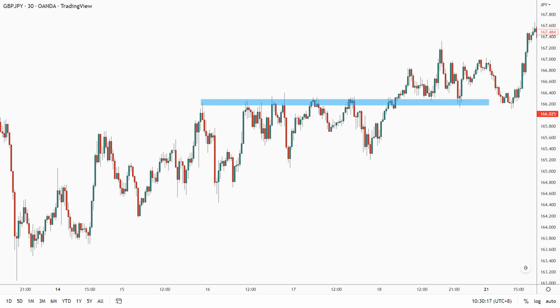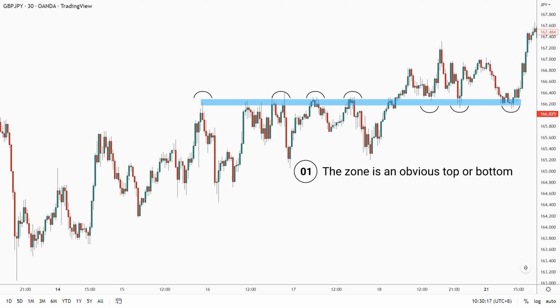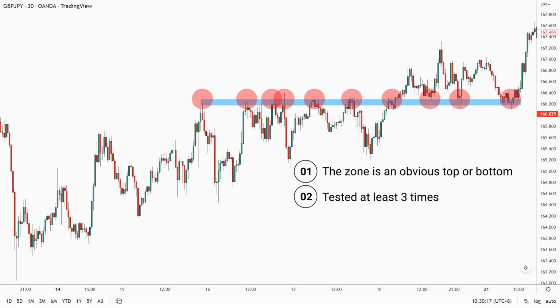First, is this very obvious resistance turn support level right here. If we check on the qualifications. First one, the zone is an obvious top or bottom. By looking at the chart, you can easily see that the level is an obvious reversal area. Second, it should be tested at least 3 times. Let's count how many times this level has been tested. 1, 2, 3, 4, 5, 6, 7, 8, 9, 10. This should be more than enough to be considered a key reversal area.